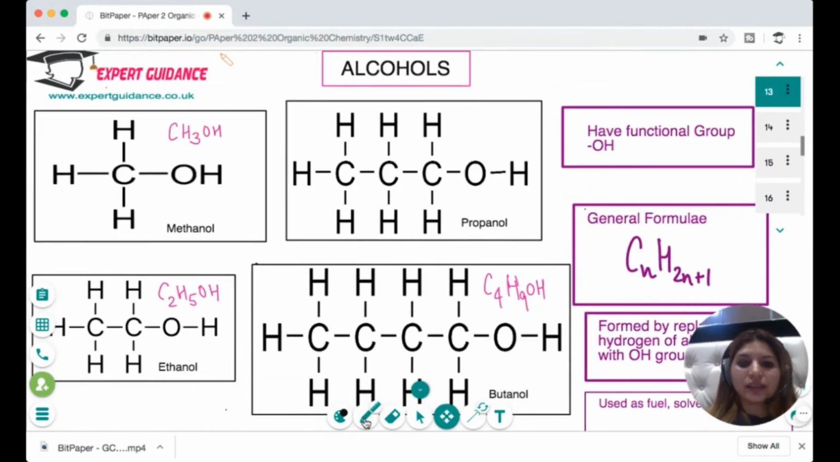Next is alcohols. Alcohols have the functional group OH. The general formula is CnH2n+1OH. So if you take n as 1, the first carbon is methanol with CH3OH.